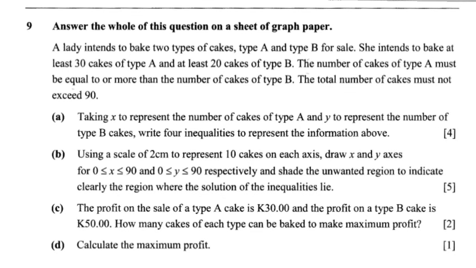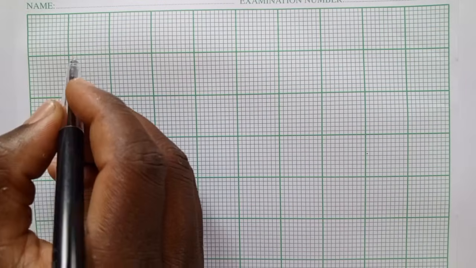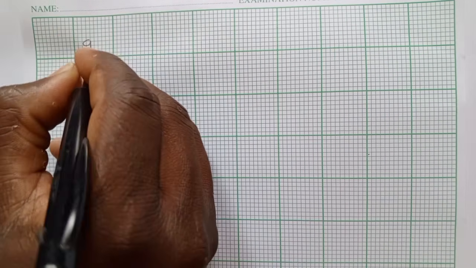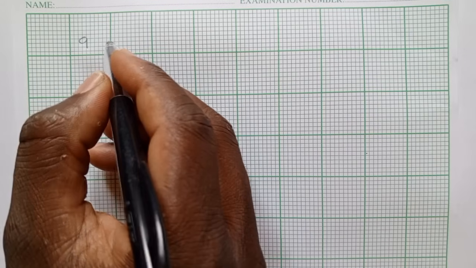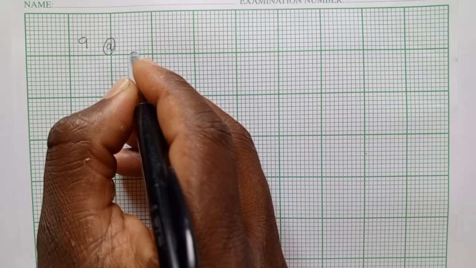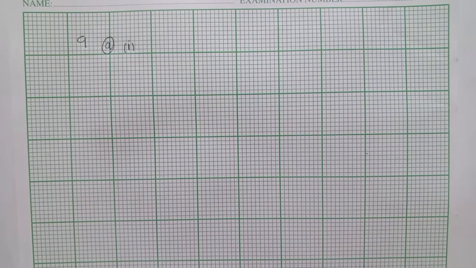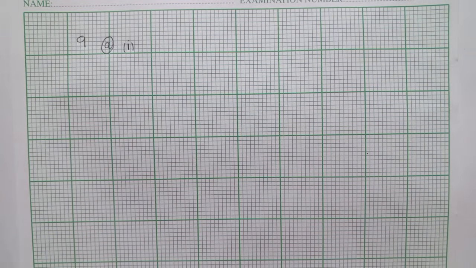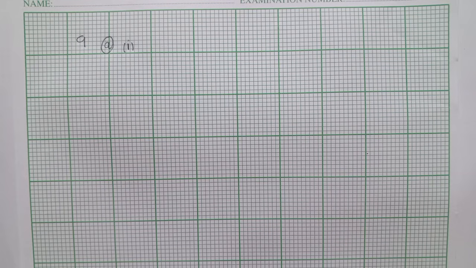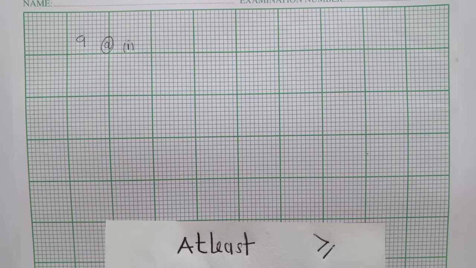So this question, to just write the inequalities, it's 4 marks. So you indicate that this is question 9. Of course, you're dealing with question 9, so we shall say question 9A. This is where we need to write the 4 inequalities. So inequality 1. First, before we even write the inequalities, let's understand what it means when they say at least. Because for this topic, you need to know the terminologies. When they say at least, it means greater or equal to.